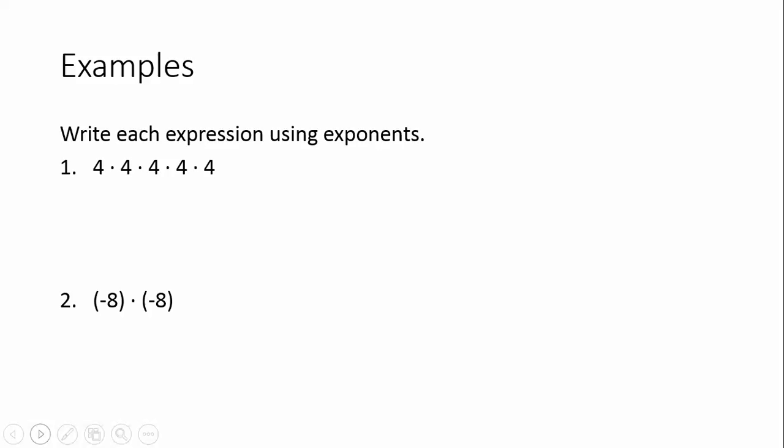So let's write each expression using exponents. Here on number 1 we have 4 times 4 times 4 times 4 times 4. We have 4 being multiplied 5 times. So we have a base of 4 and it's being raised to the 5th power, or 4 to the 5th. Number 2, we have negative 8 times negative 8. So we have a base of negative 8, and it's being squared, or being raised to the power of 2, because we have negative 8 being multiplied times itself twice.